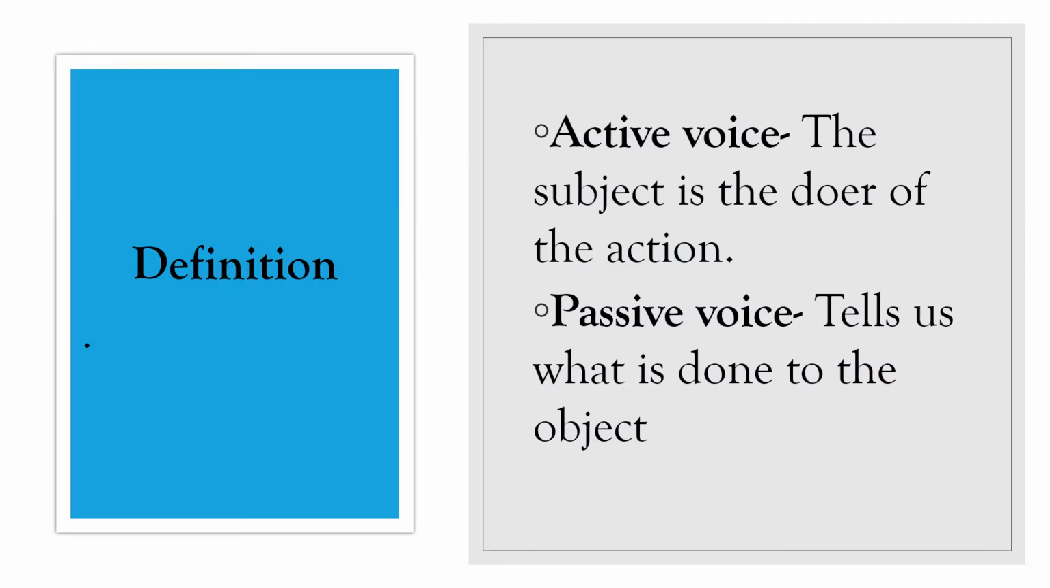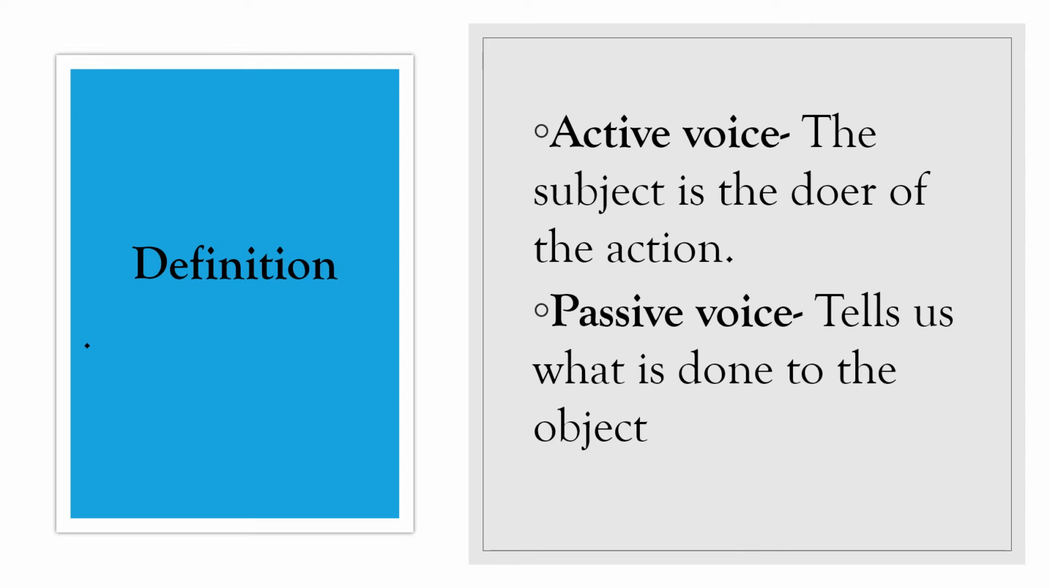What's the definition? Active voice: the subject is the doer of the action. The passive voice, it tells us what is done to the poor object. I'll remind you. Robin is your subject here. Robin kicked the ball. So the subject is doing that action of kicking. Here, poor ball is receiving the action of being kicked. It tells us what is done to the object.